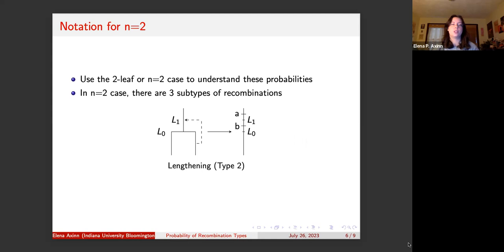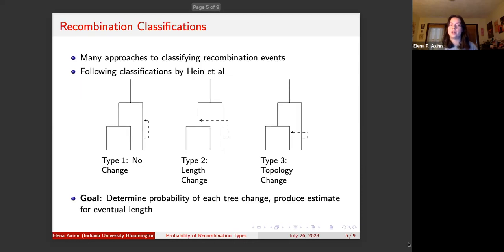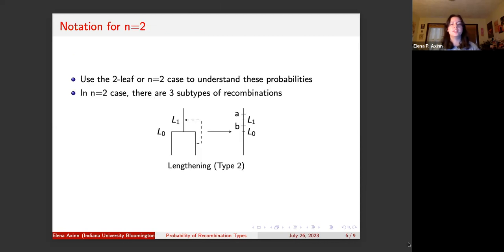So to do so and to look at those cases, we took a really simple example, which is the two-leaf n equals 2 case. You can see that there are only two nodes at the bottom of the graph. That's why we name it that way. And in this case, there are only three subtypes of recombinations. Those are lengthening, shortening, and no change. You can see the topology change event is not represented at all because there are not two branching events, T-shapes, to go past.